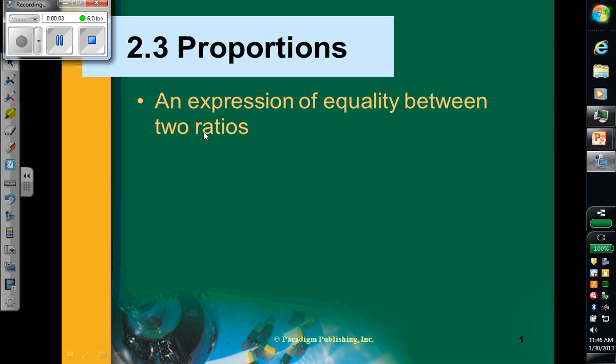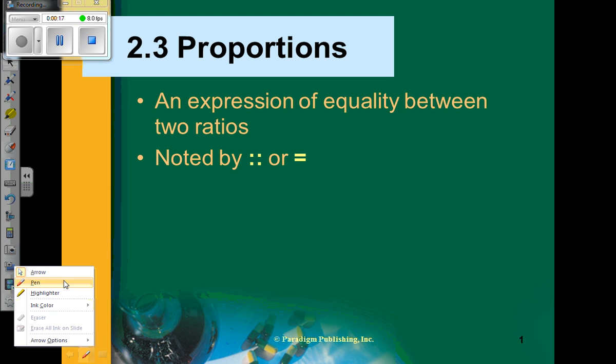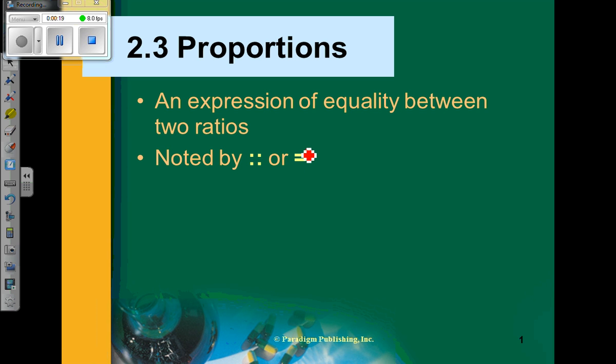Okay, in this section we're going to review section 2.3 on proportions. Of course, a proportion is an expression of equality between two ratios, and it is noted by an equal sign or a double colon. We'll show you an example here with the double colon or the equal sign.